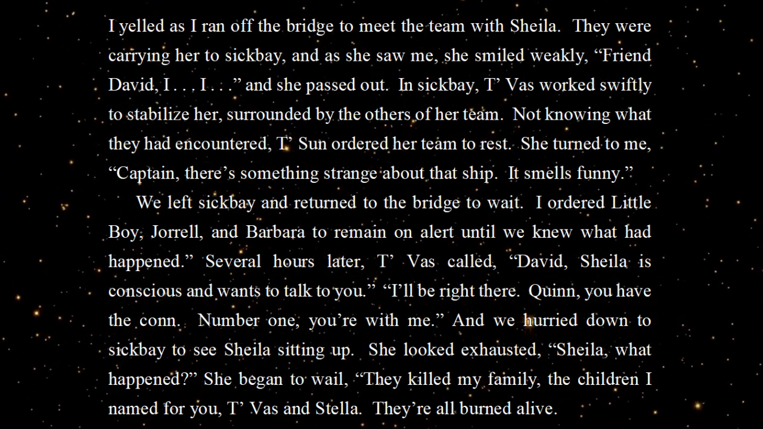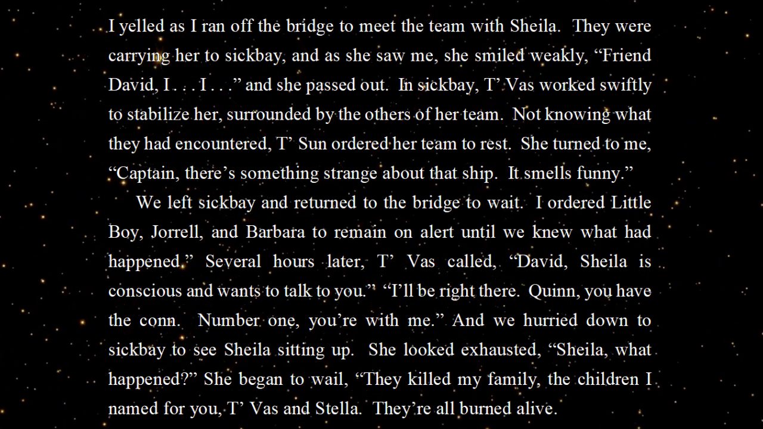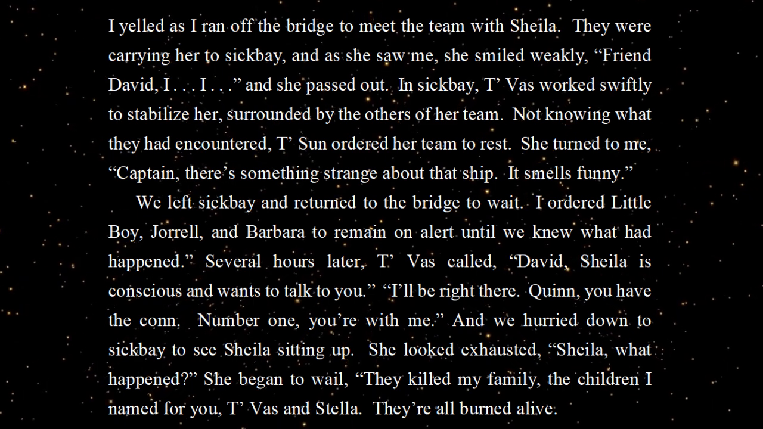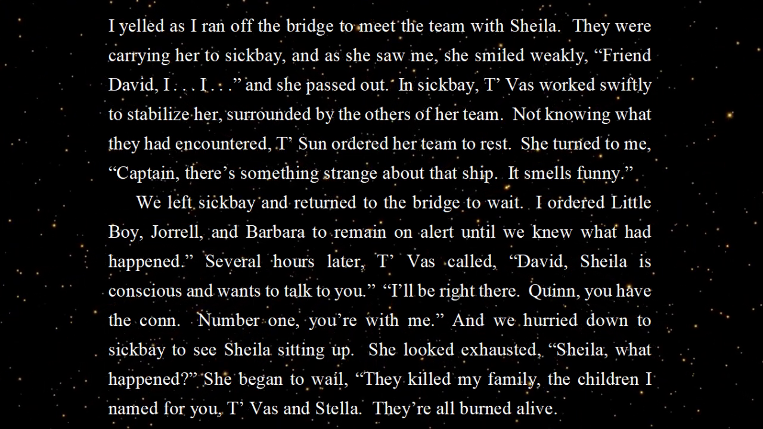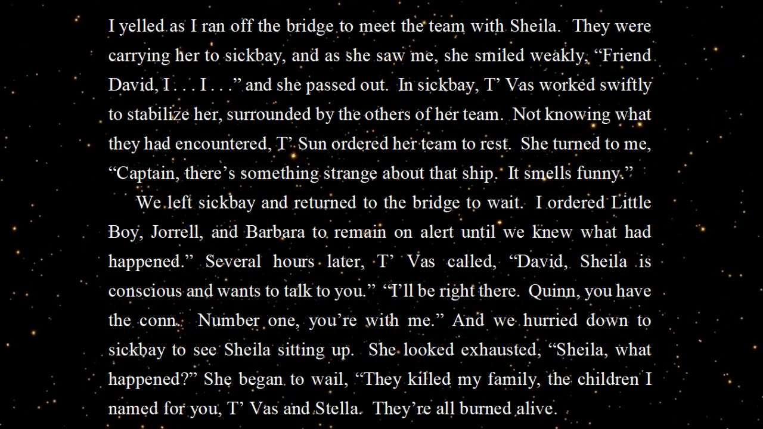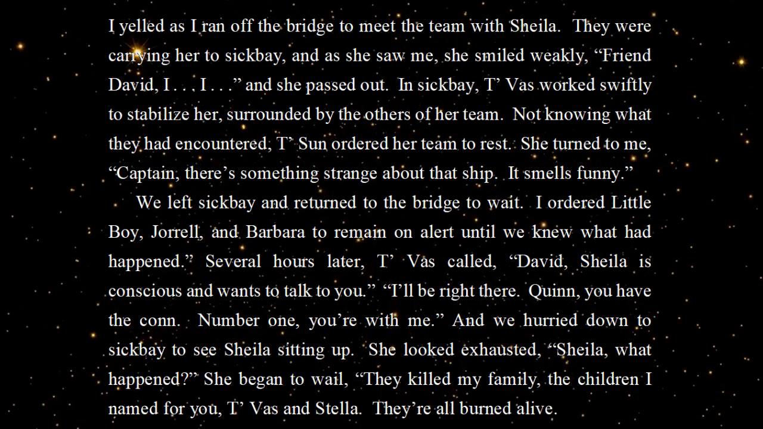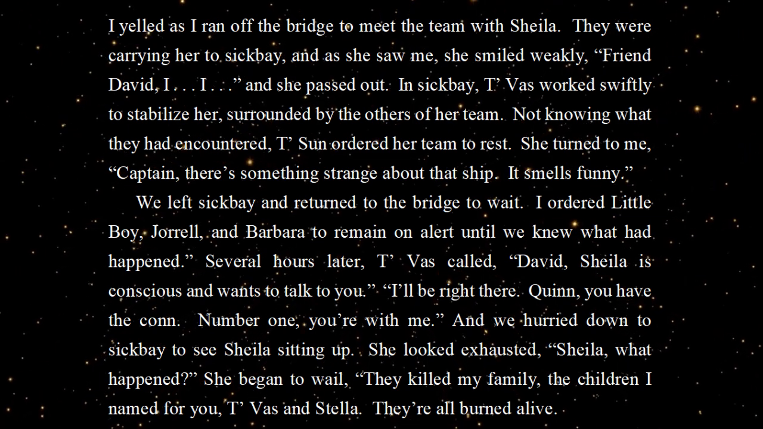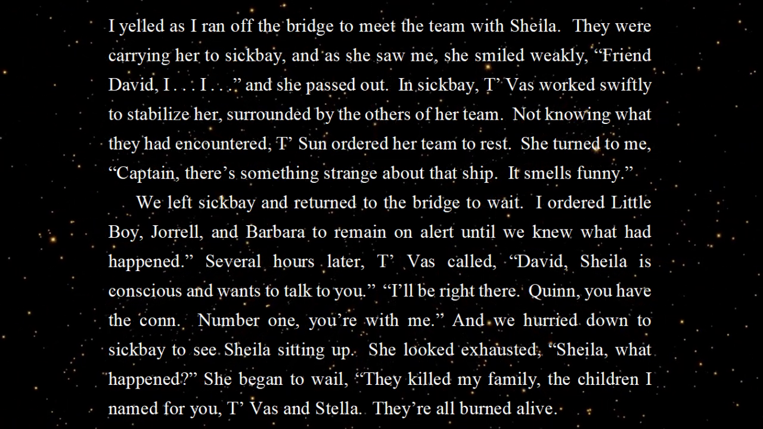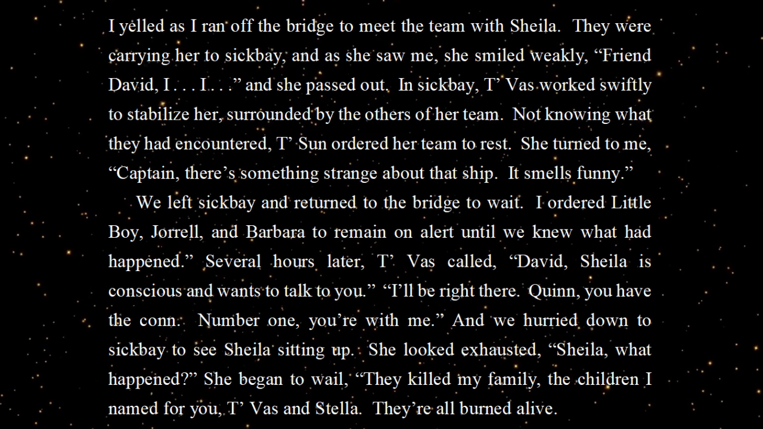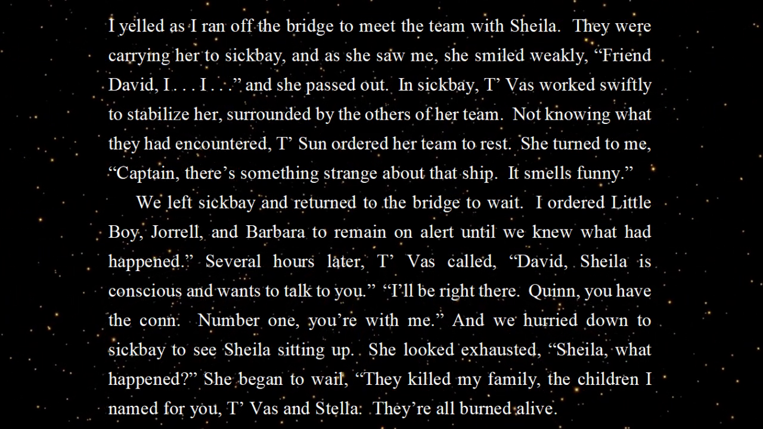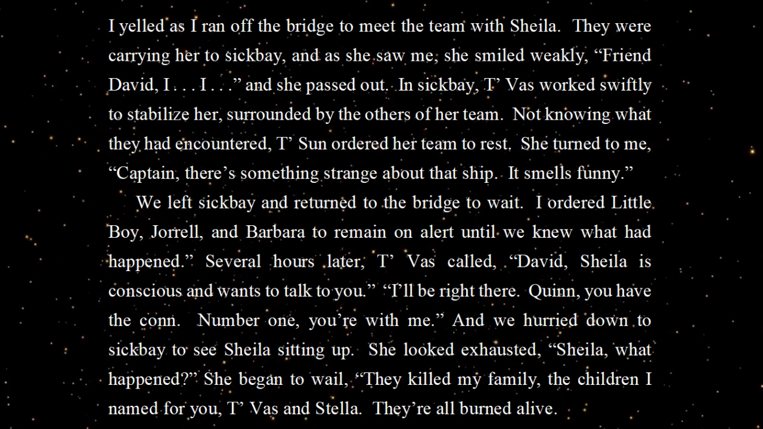Not knowing what they had encountered, T-Sun ordered her team to rest. She turned to me. "Captain, there is something strange about that ship. It smells funny." We left sickbay and returned to the bridge to wait. I ordered little boy, Jorrell, and Barbara to remain on alert until we knew what had happened. Several hours later, T-Vass called. "David, Sheila is conscious and wants to talk to you." "I'll be right there. Quinn, you have the con."